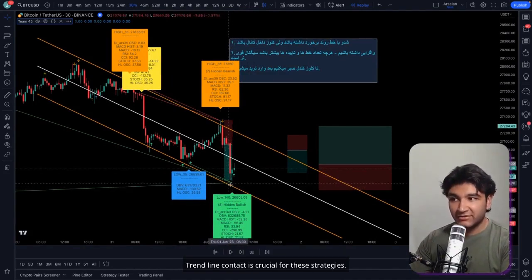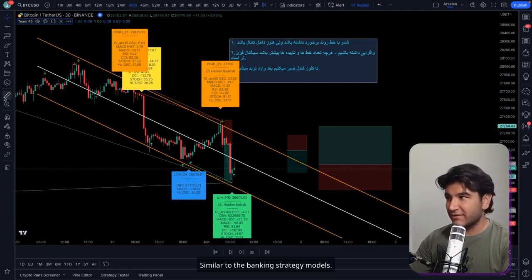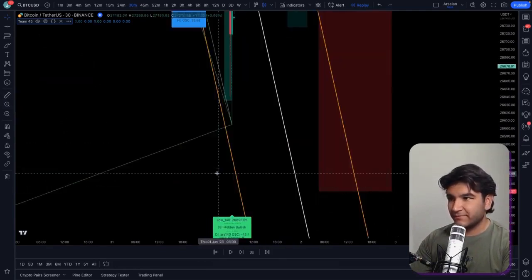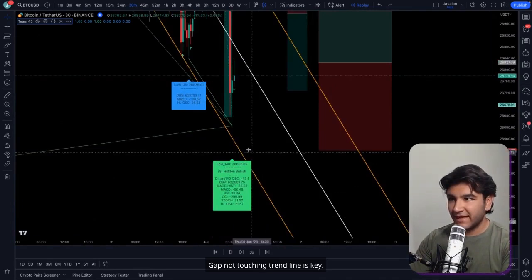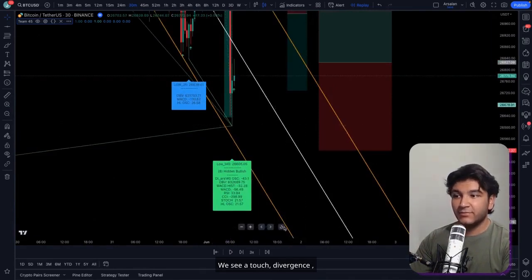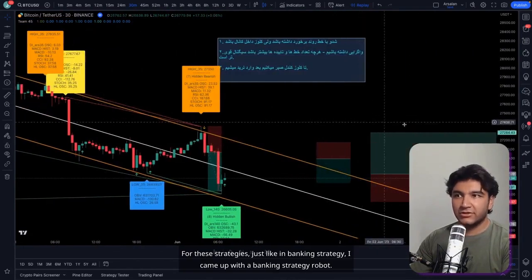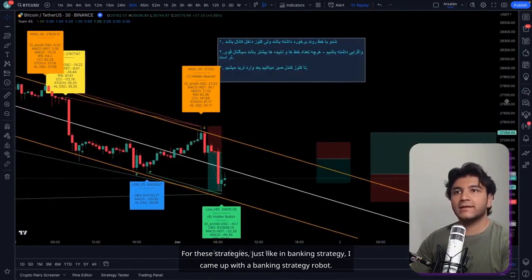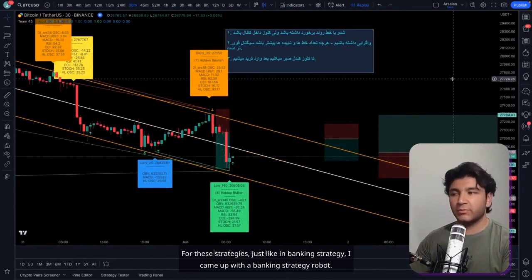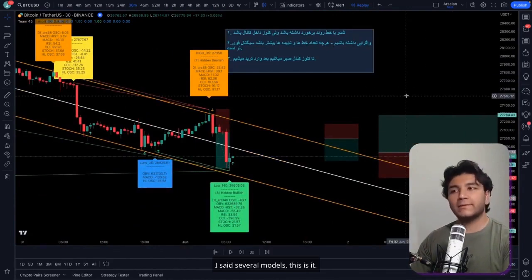Trend line contact is crucial for these strategies, similar to the banking strategy models. A gap not touching the trend line is key. We see a touch and divergence. For these strategies, just like in the banking strategy, I came up with a banking strategy robot. I said several models. This is it.